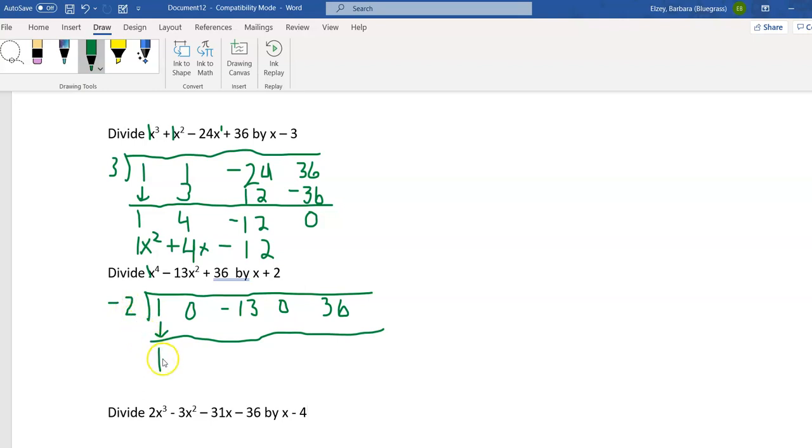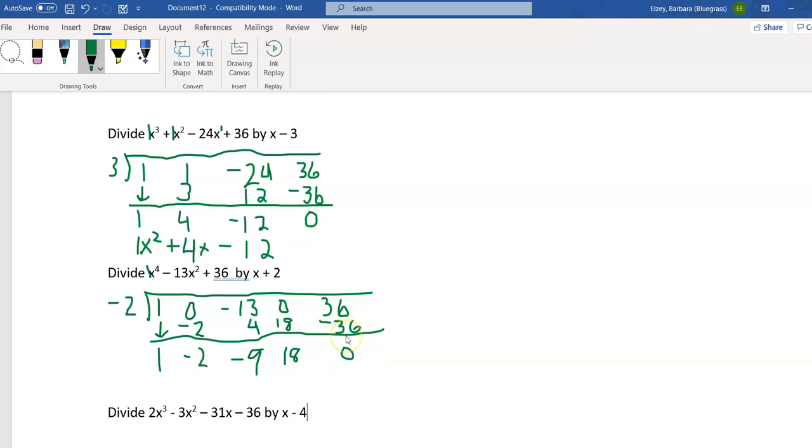So -2 times 1 is -2. Add that column, and that's -2. Let's multiply, add again. -2 times -2 is 4. Add the column, it's -9. Multiply, add again. -2 times -9 is 18. Add the column, that's still 18. And then -2 times 18 is -36. Add the column, we get 0.